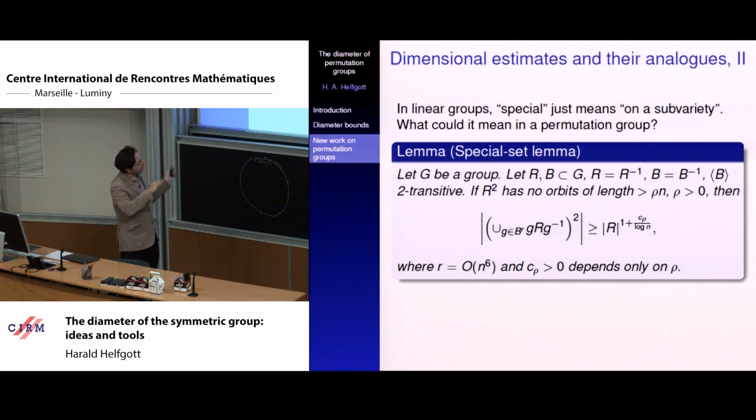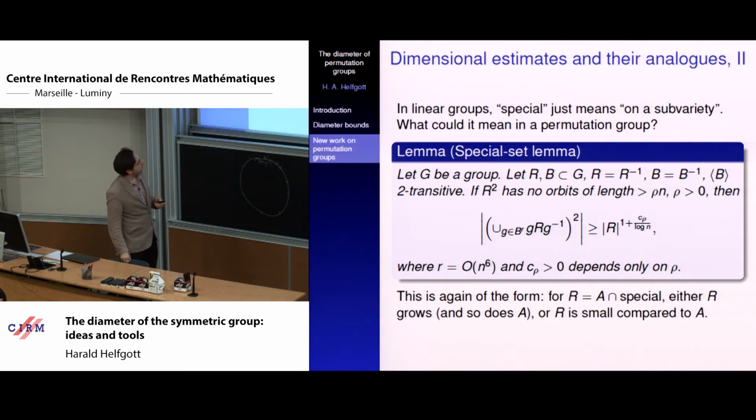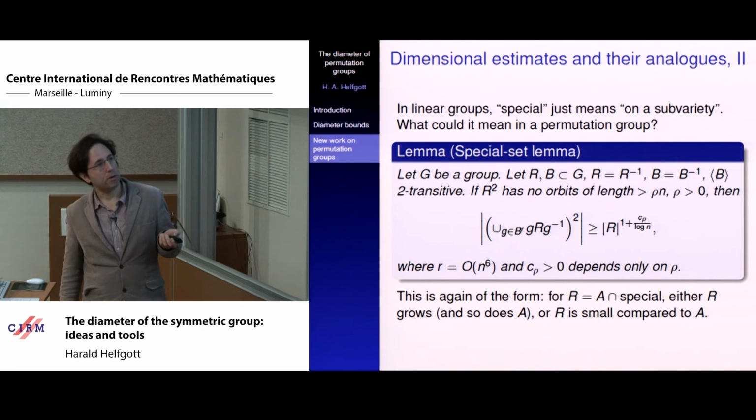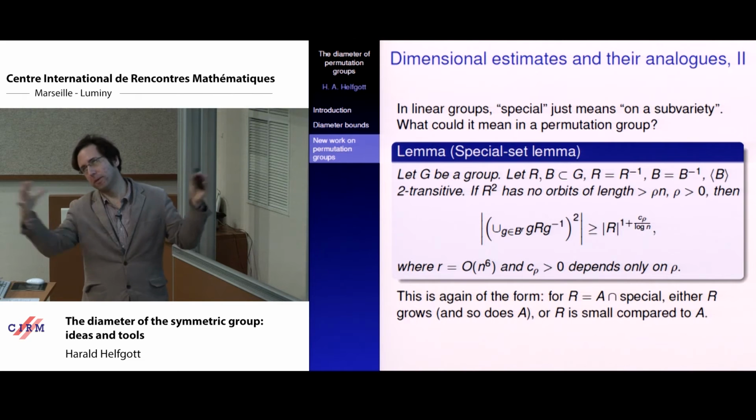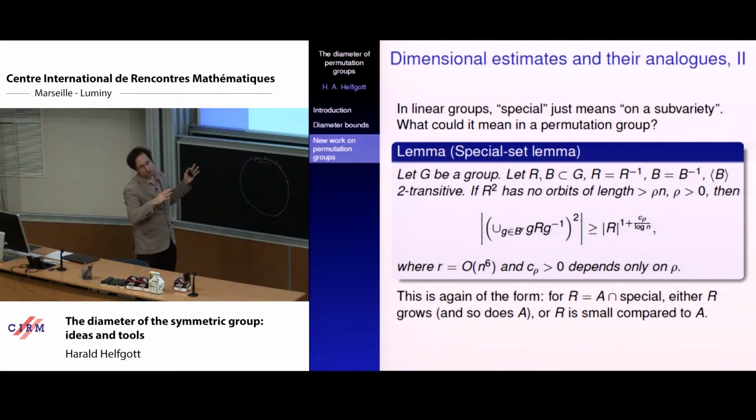And this is related to some statements in Helfgott and Seress that in turn generalize some things by Babai, but here you can derive it from scratch from the very simple statement in the previous slide, and in a way that is really analogous to the dimensional estimates for linear algebraic groups. No? So it's just as before. When R is special, then either R grows or R is really small compared to A. Well, I'm combining here what I just said with something trivial.